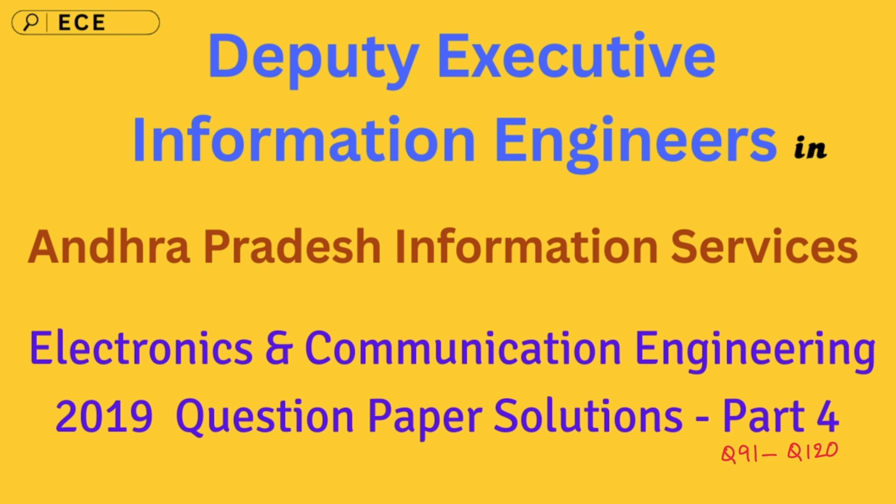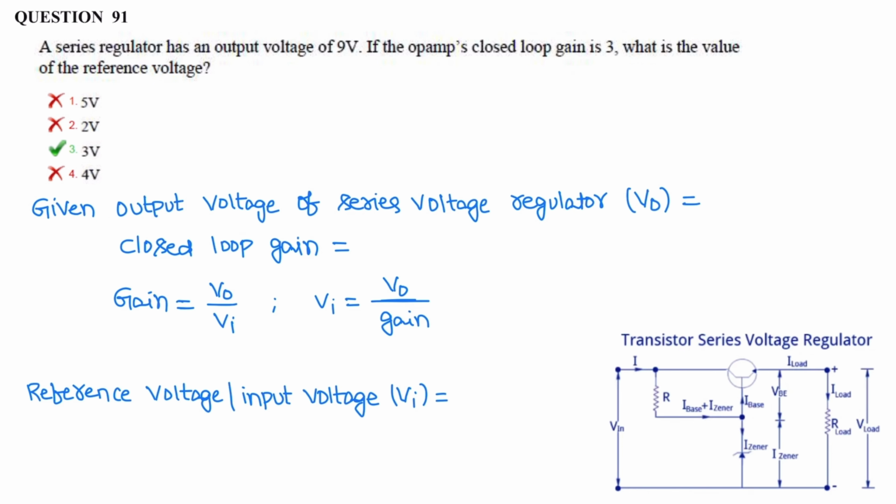Deputy Executive Information Engineers in Andhra Pradesh Information Services, Electronics and Communication Engineering 2019 Question Paper Solutions Part 4, that is from question number 91 to question number 120.